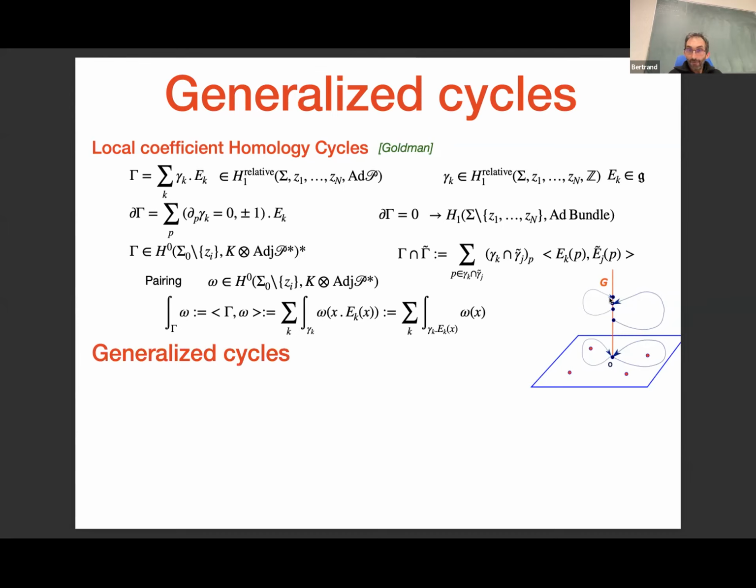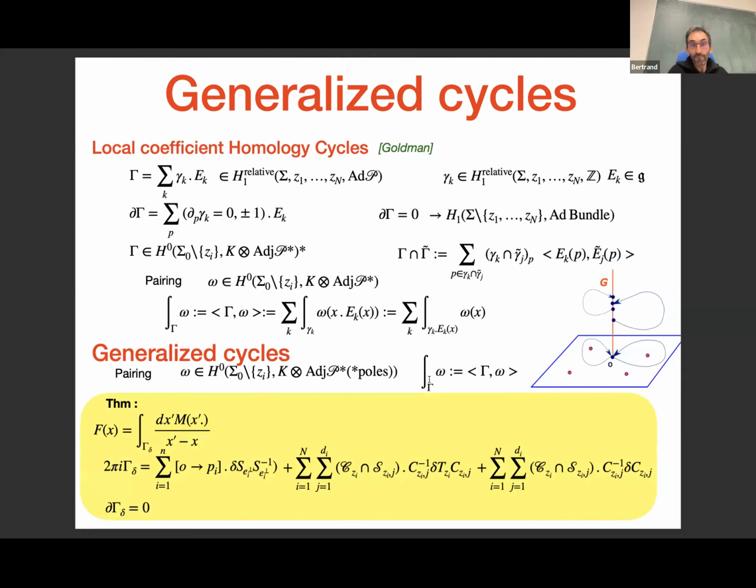But in fact, they mostly consider the case where these forms are holomorphic. Now, what I will need is to generalize this a little bit with meromorphic. So I will allow omega to have singularities at the z_i's. And this changes things a little bit. And let me write the pairing as an integral.